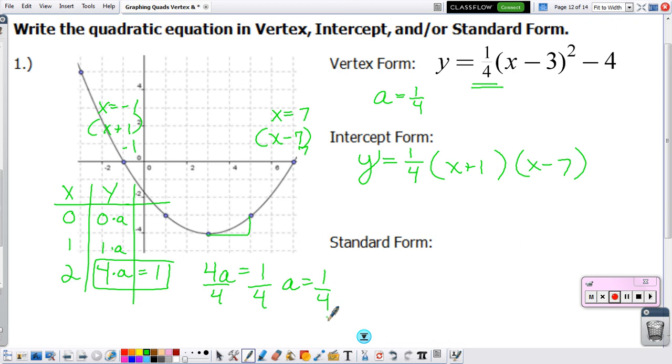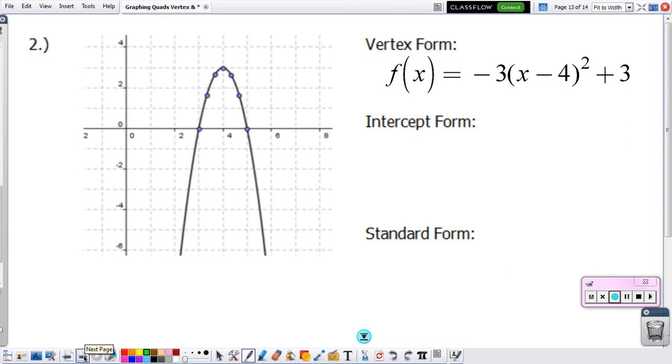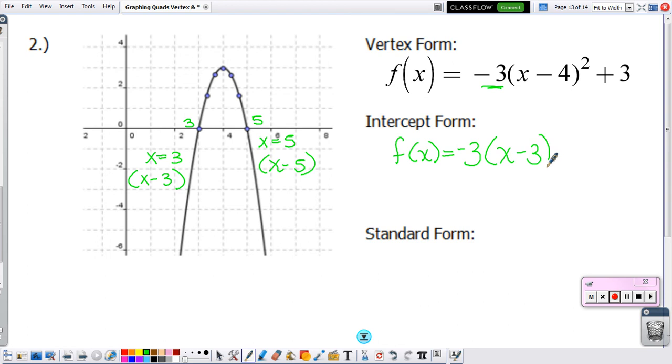Let's look at the second one. I look at my zeros here at 3 and 5. So remember, if x equals 3 is the solution, the factor is x minus 3. If x equals 5 is the solution, the factor is x minus 5. We already had the a value from vertex form. So intercept form would be f of x equals, use your a value, -3, x minus 3, x minus 5.